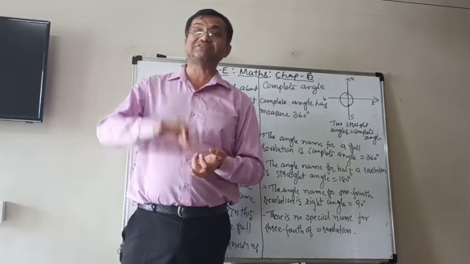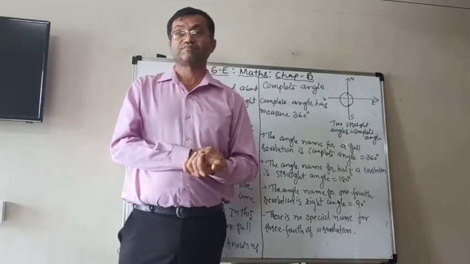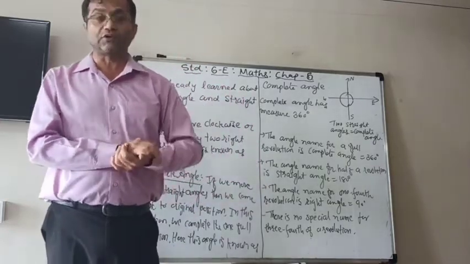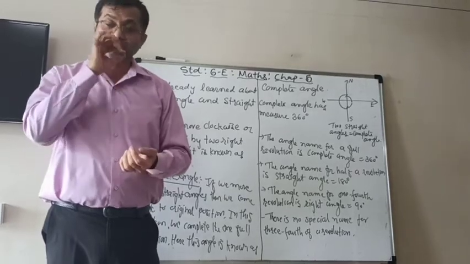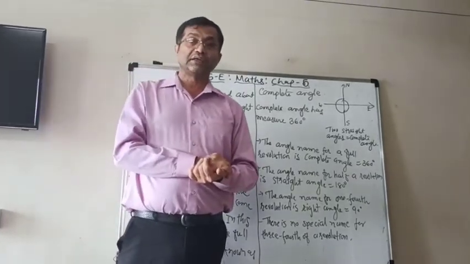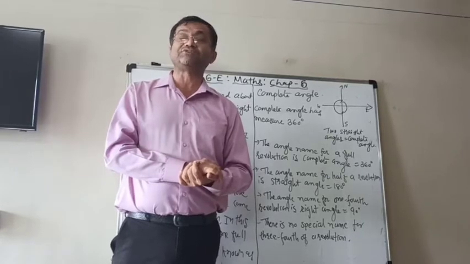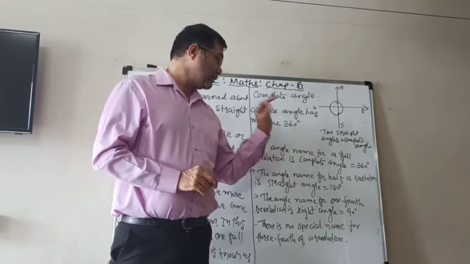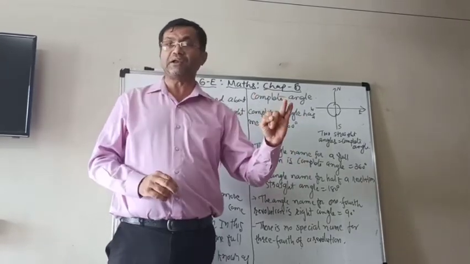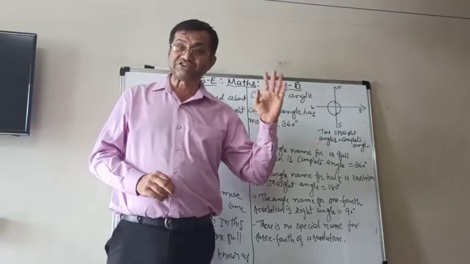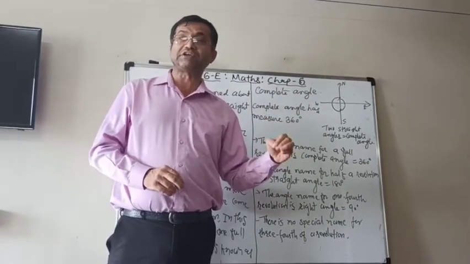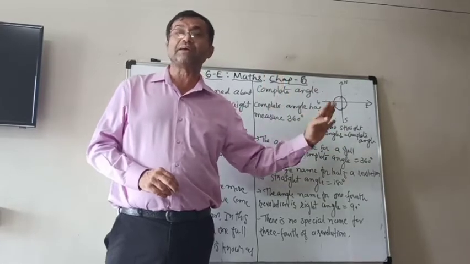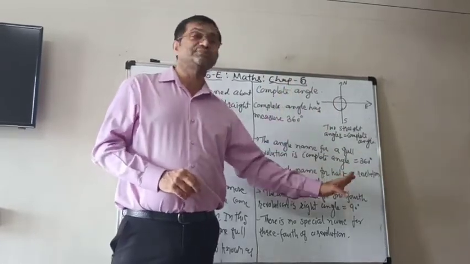But now if you have moved three right angles, three times a right angle, then it is 3/4 of a revolution, and that 3/4 of a revolution does not have a specific name. So that is the thing to remember: the full revolution is a complete angle, half revolution is a straight angle, 1/4 revolution is a right angle, but there is no special name for the 3/4 of the revolution.